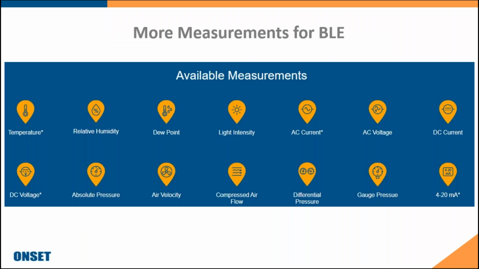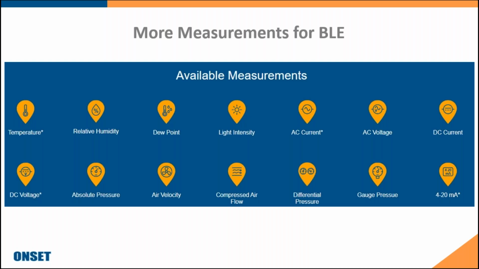And here are some more of the measurements that we can take with our MX1100 series data loggers, and again, the 1104 or 1105. We have external temperature, relative humidity, dew point, light sensors, AC current sensors, voltage, absolute pressure or gauge pressure, air velocity, compressed airflow, differential pressure, as well as 4 to 20 milliamps.